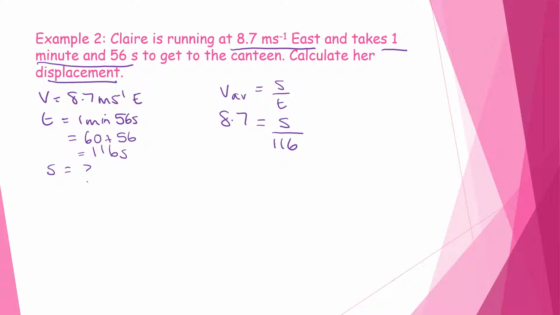Now we can rearrange the formula. Displacement must equal 8.7 times 116, and this comes out to 1009.2 meters. And remember, displacement is a vector, so we need to give a direction, which is east.